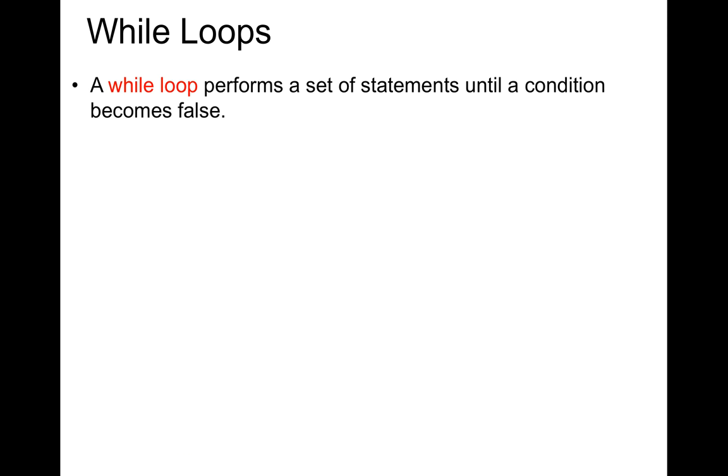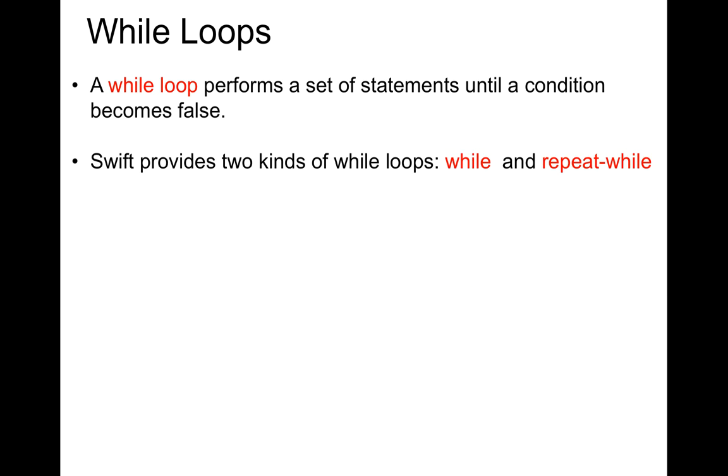Besides the for-in loop, we also have the while loop. For while loops in C, you already know we have two. One is while, the other is do while. In Swift, we have while and repeat while. In fact, repeat while is the same as do while in C.